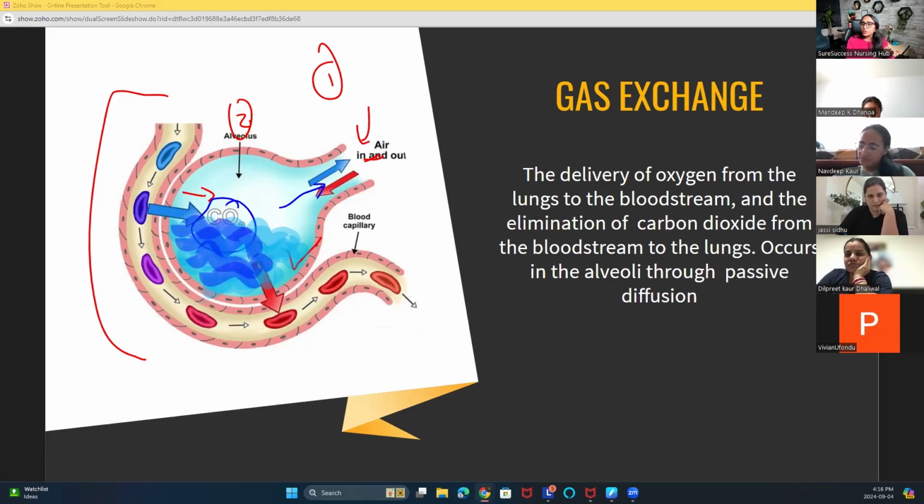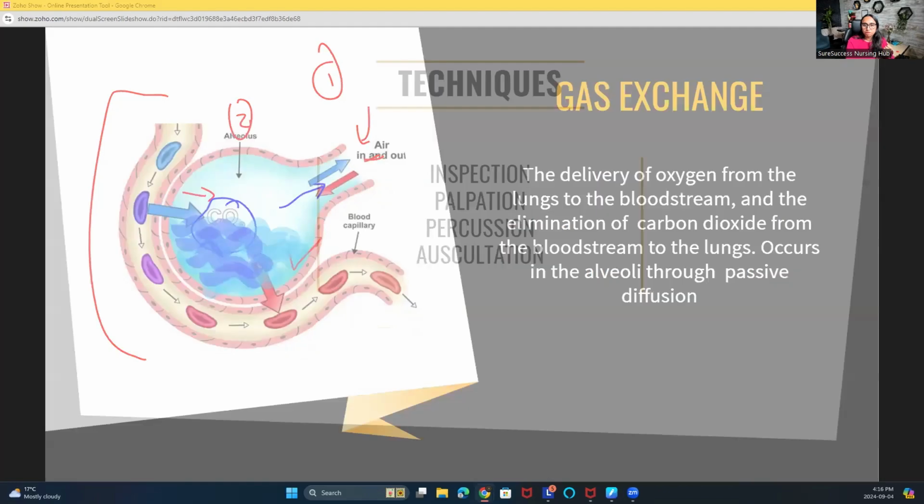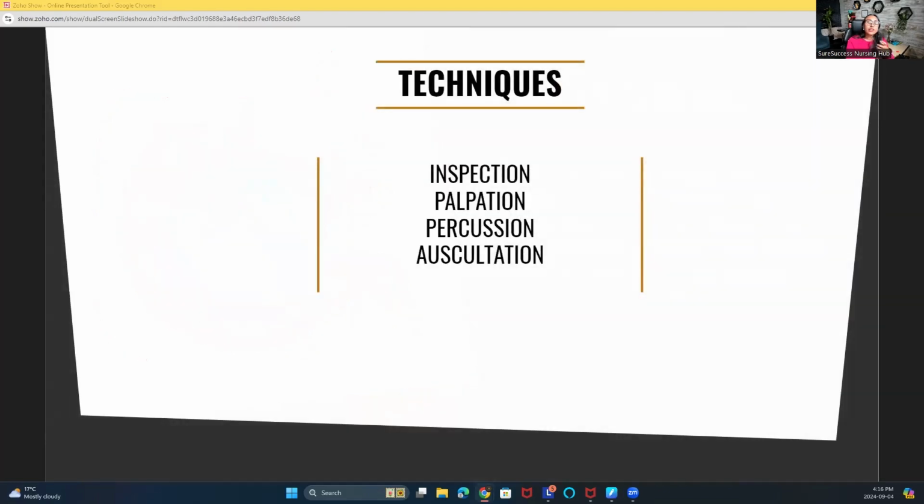Another thing I just wanted to tell you, students: whenever there is any problem of the respiratory system, the first thing you do is assessment.